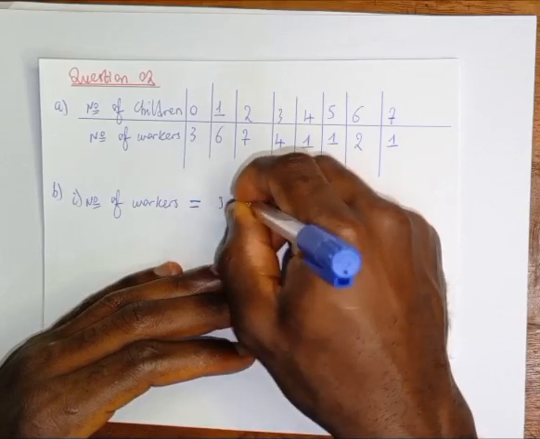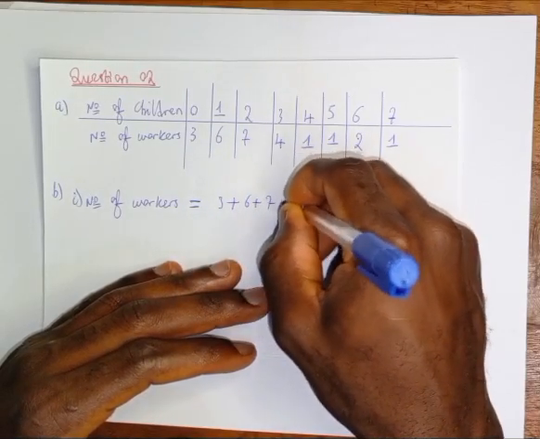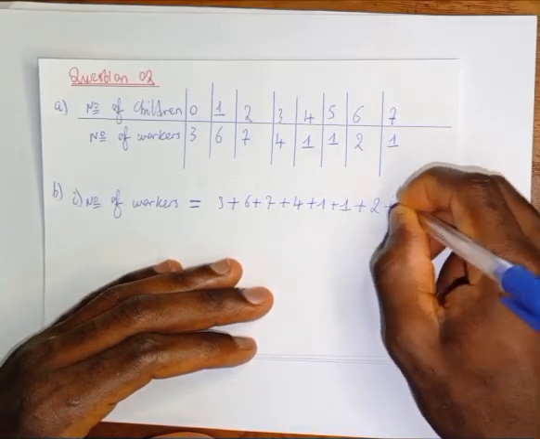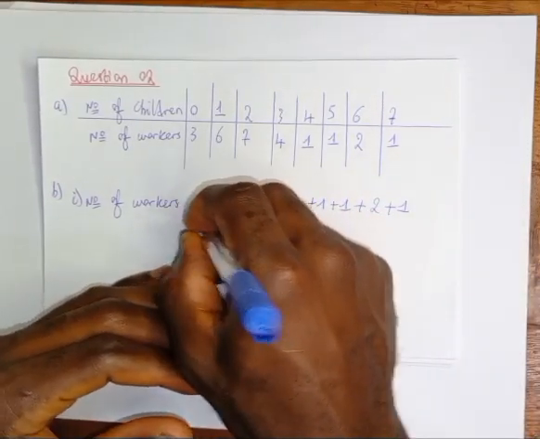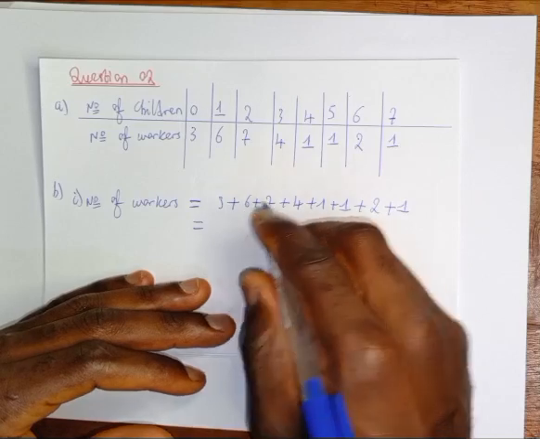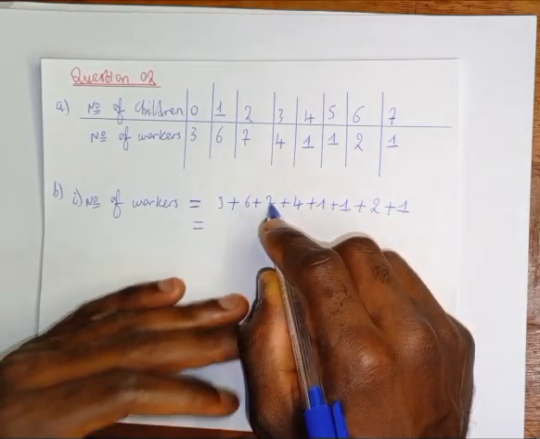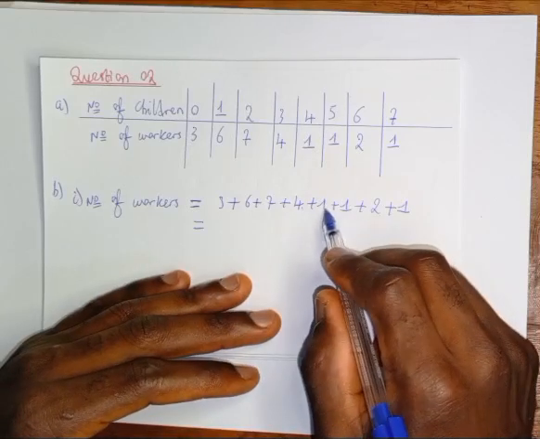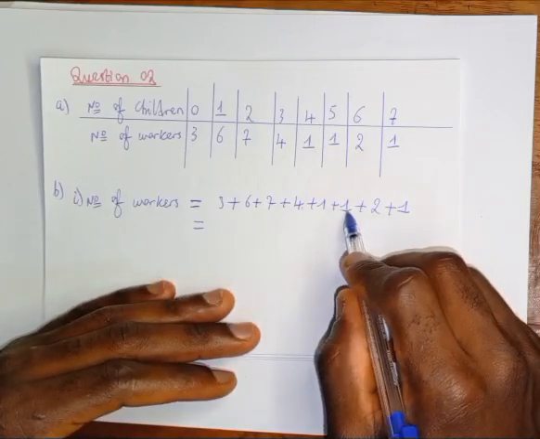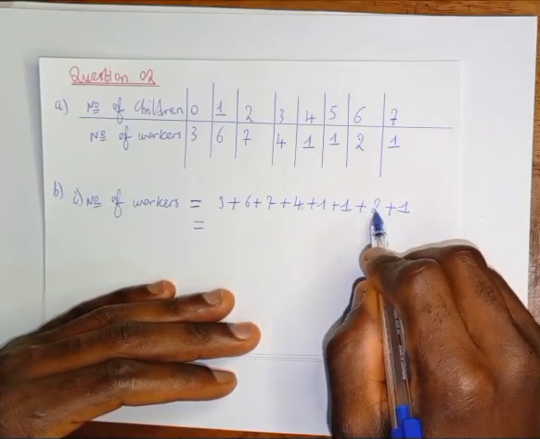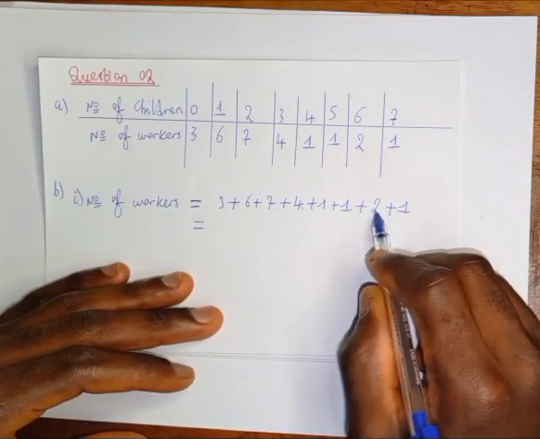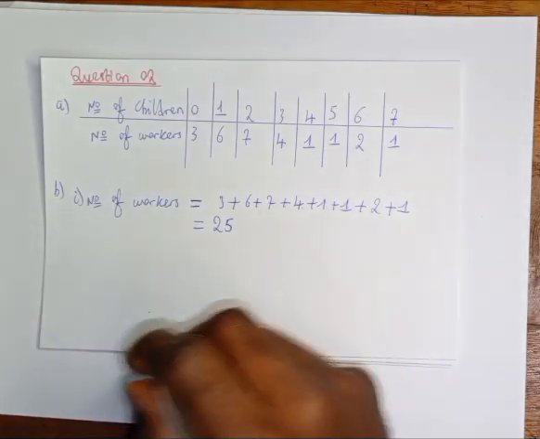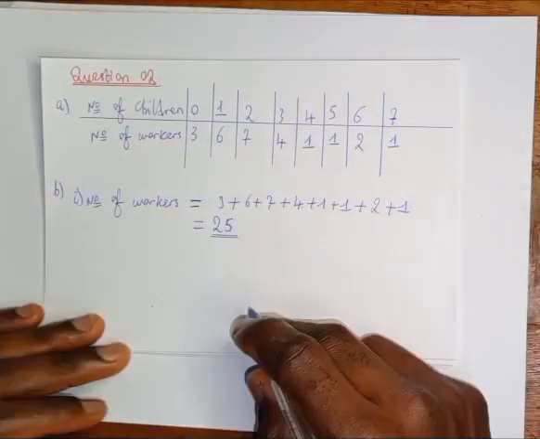3 plus 6 plus 7 plus 4 plus 1 plus 1 plus 2 plus 1. And this will be equal to 3 plus 6 gives us 9. 9 plus 7 gives 16. 16 plus 4 gives 20. 20 plus 1 gives 21. Plus 1, 22. Plus 2, 24. Plus 1 gives 25. The number of workers there are 25 workers.